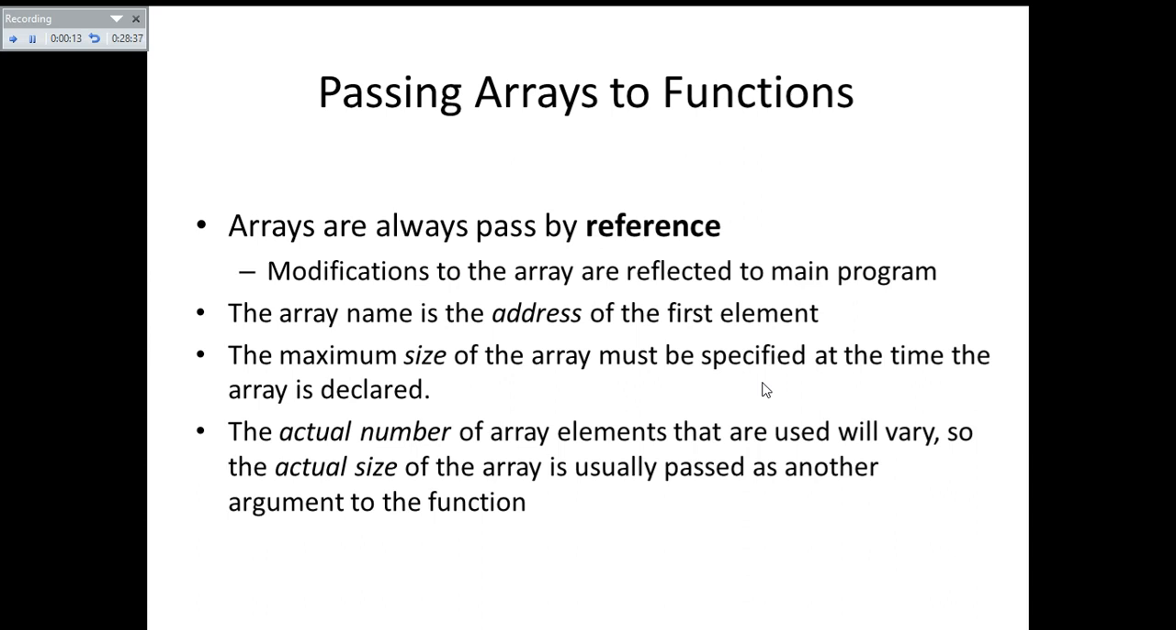While we discussed two-dimensional arrays, we already saw how to pass arrays as arguments to functions. The maximum size of the array must be specified at the time the array is declared. The actual number of array elements used will vary, so the actual size of the array is usually passed as another argument to the function. So we have to pass the array size also as one of the arguments to the function.